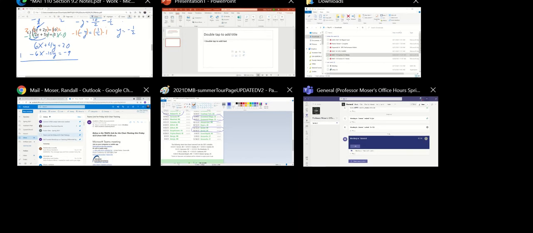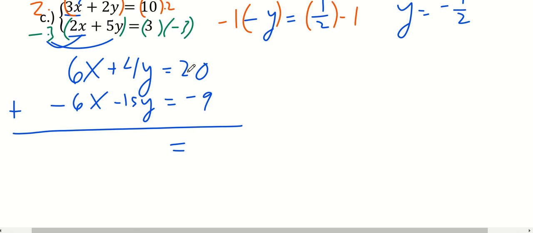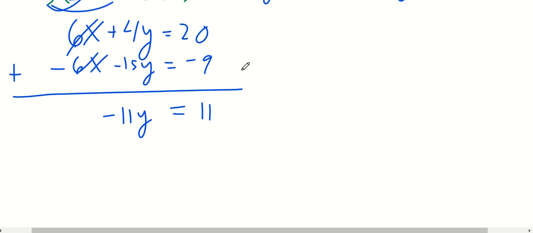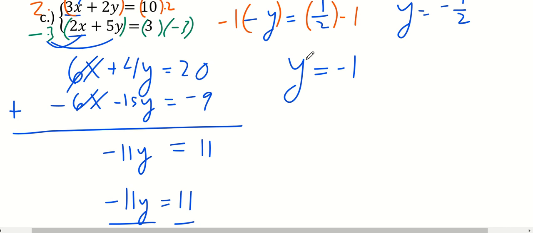We've now successfully gotten to the point where our x coefficients are equal in magnitude but opposite in sign. So we can go ahead and combine these. 6x plus a negative 6x will cancel. 4y plus negative 15y will give us a negative 11y. And then 20 plus negative 9 gives us positive 11. So we have negative 11y equals positive 11. To get the y by itself, just divide both sides by negative 11, and we get y equals negative 1.